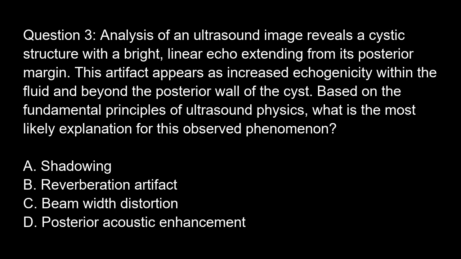Question 3. Analysis of an ultrasound image reveals a cystic structure with a bright linear echo extending from its posterior margin. This artifact appears as increased echogenicity within the fluid and beyond the posterior wall of the cyst. Based on the fundamental principles of ultrasound physics, what is the most likely explanation for this observed phenomenon? Option A. Shadowing. Option B. Reverberation artifact. Option C. Beam width distortion. Option D. Posterior acoustic enhancement.